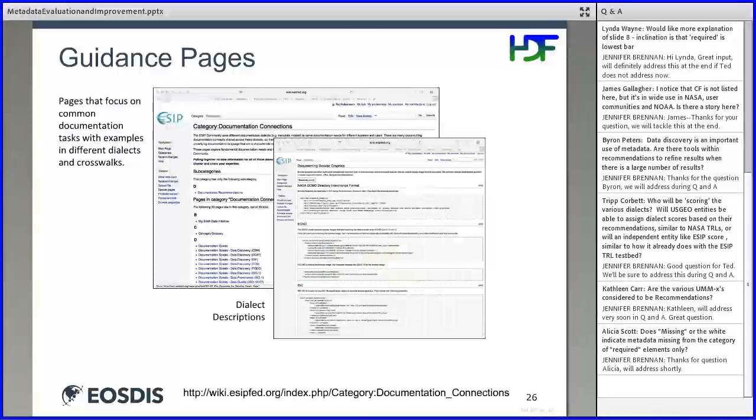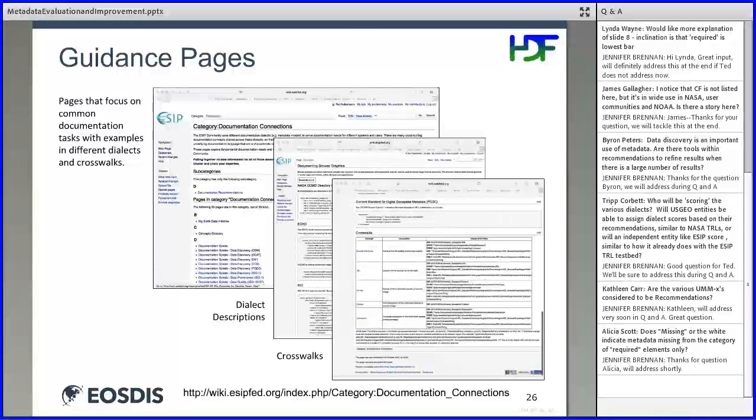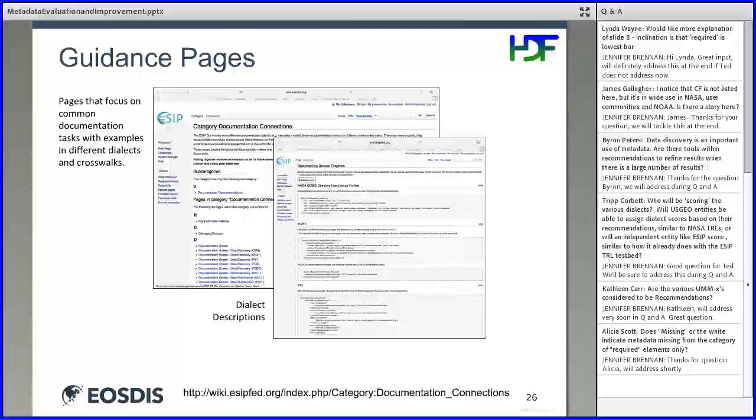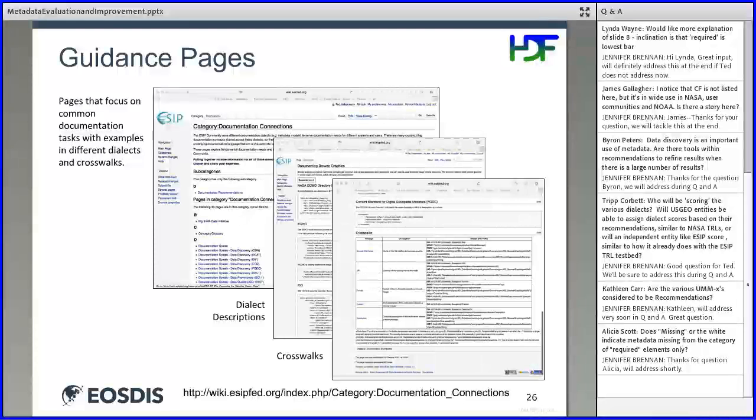We have dialect descriptions, so in this case, documenting browse graphics in a number of different dialects. The idea there is that if you're using a particular dialect, you can understand how to do this. And then we also have crosswalks between dialects. So if you're familiar with CSDGM and you want to know what something looks like in ISO, you can look at these crosswalks.